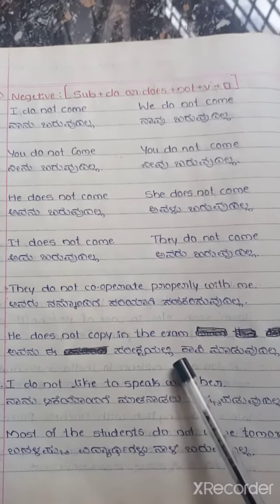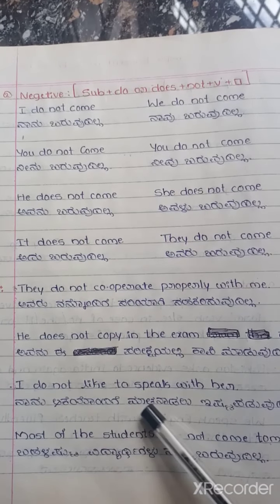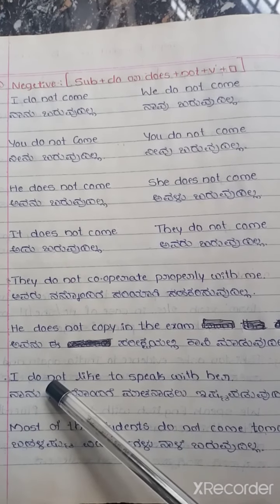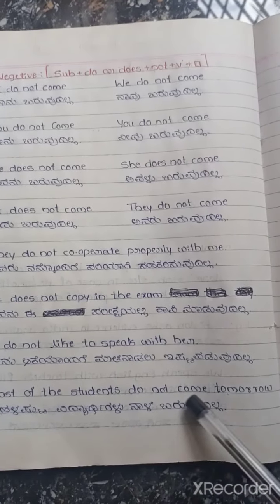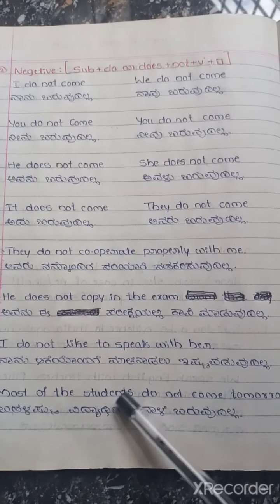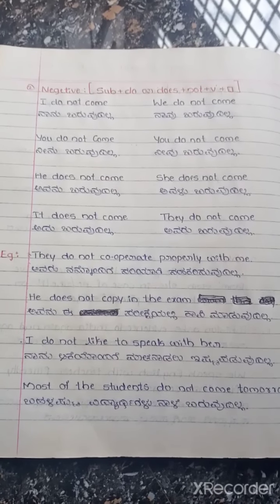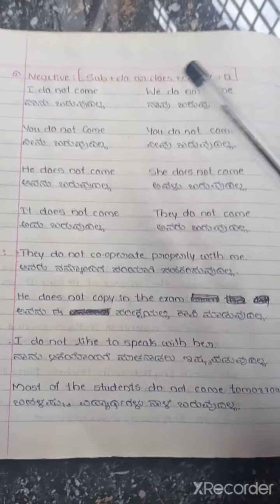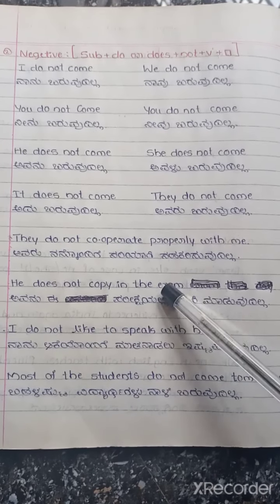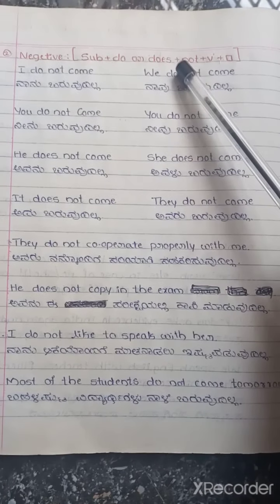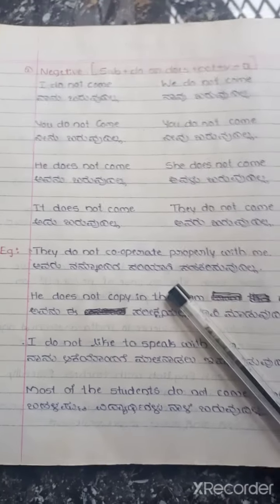Next, he does not copy in the exam. Here, since we have used he, the helping verb does has come. And I do not like to speak with her. Subject, helping verb, not as the negative word, verb number 1, the remaining parts in the box. Thereafter, most of the students do not come tomorrow. Here, most of the students is the subject, do is the helping verb, not is the negative word, come is the main verb, tomorrow is another minor part of the sentence. This is how, according to the formula, you must try to give the structure of the sentence. If you remember the formula properly, it doesn't become difficult for you to construct a sentence belonging to the type you want in the tense.